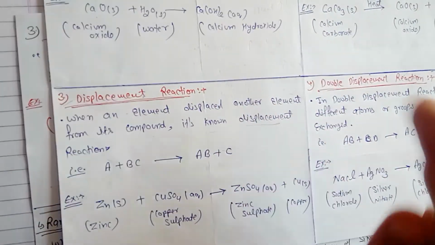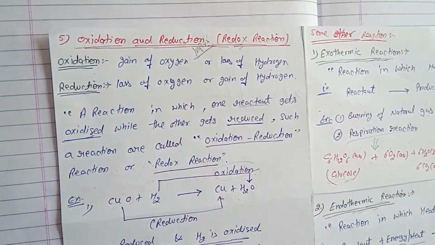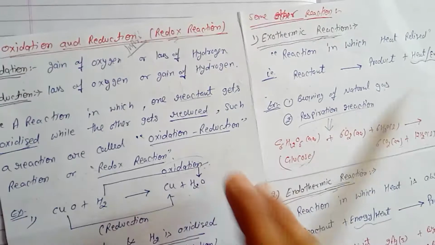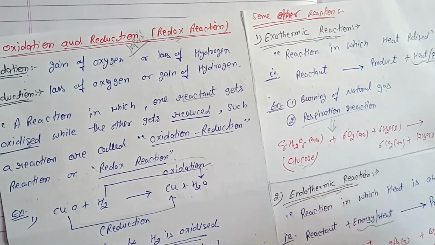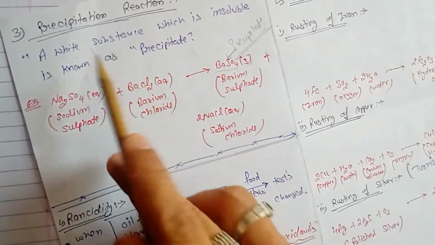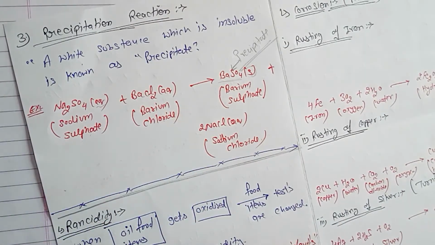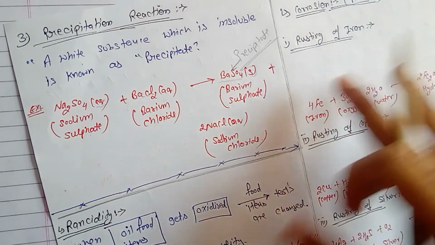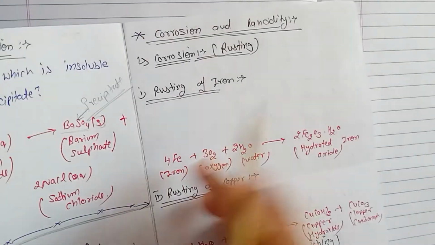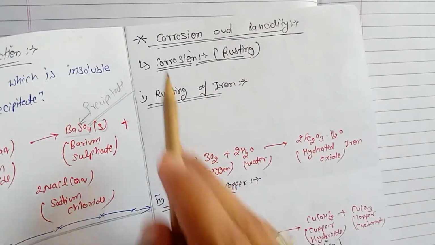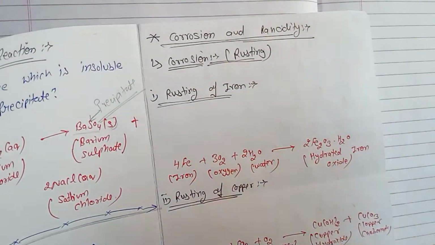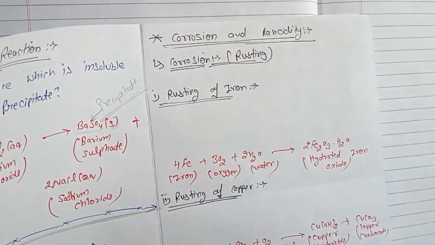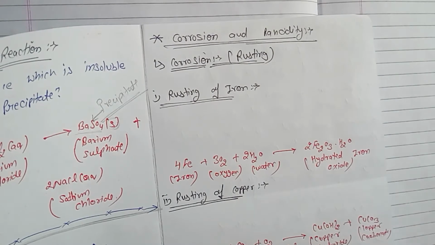All four we covered in the previous lecture, and in this lecture the fifth one, oxidation and reduction, we cover, and some other important reactions, which are exothermic reaction, endothermic reaction, and the precipitate reaction, we will discuss in that lecture. Now in your chapter the last topic is corrosion and rancidity. Now we start that topic.